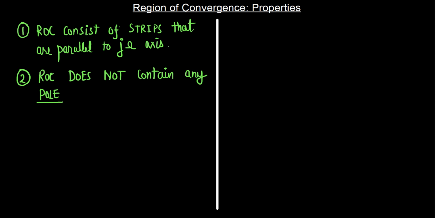What about zeros? Well, the region of convergence may contain zeros, but not poles, because a pole will make the expression infinite, and that's what we don't want, because we want the expression to converge. Therefore, it may contain or include zeros, but strictly the poles are not allowed. And that's because of the definition of the pole.